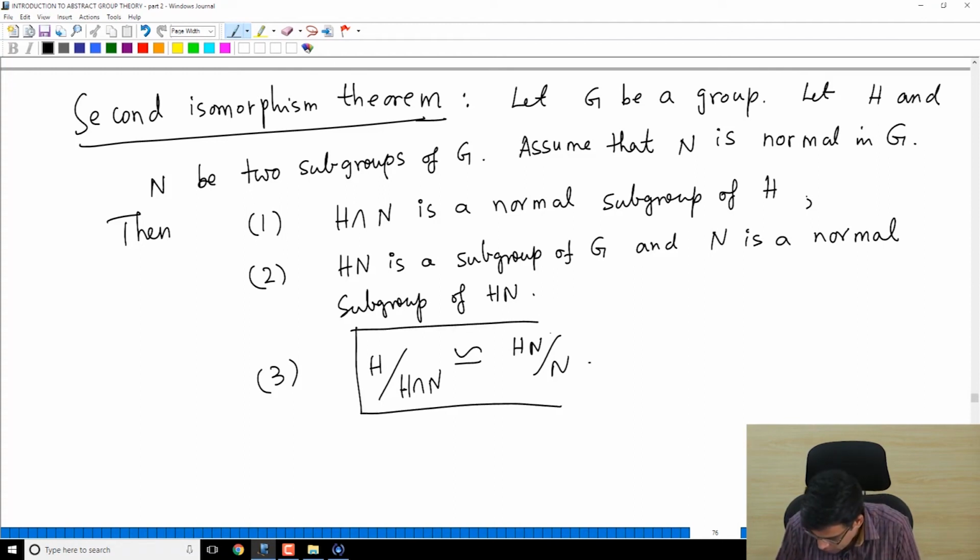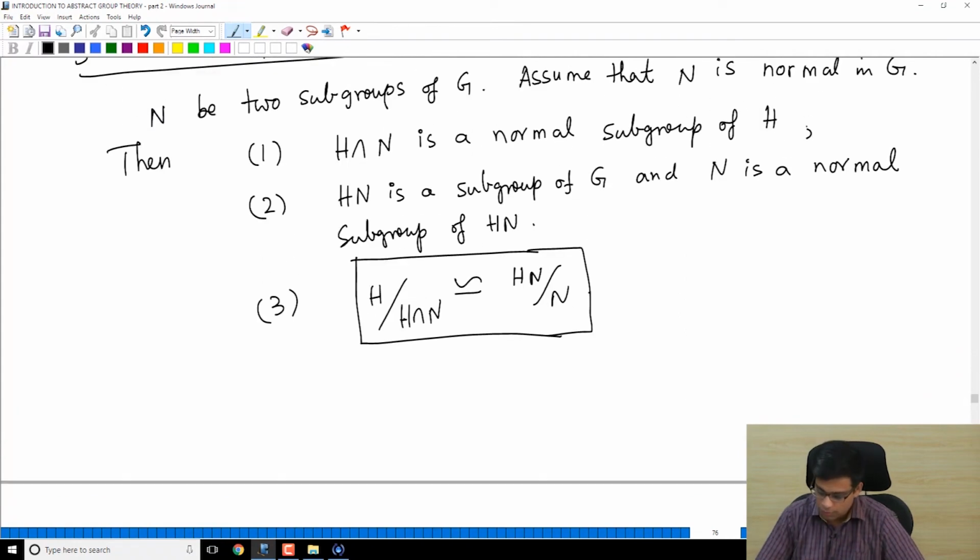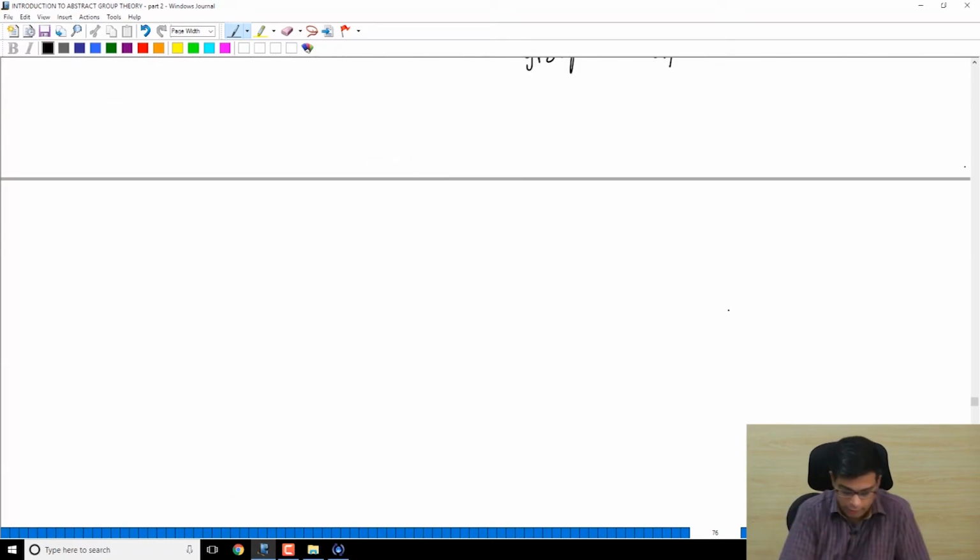Whenever you see in books a statement about the second isomorphism theorem, this is what we usually refer to as the second isomorphism theorem. The statements 1 and 2 I wrote here are simply needed to make sense of the third statement, right? Because H intersection N needs to be a normal subgroup of H to talk about the left hand side group. Similarly, HN needs to be a group and N needs to be a normal subgroup of HN in order to make sense of the right hand side as a group. So this is again a group isomorphism. I have been using this symbol to always denote group isomorphism. Okay, so let's prove this quickly. It's not difficult at all.